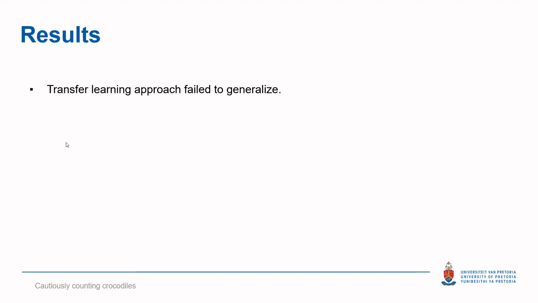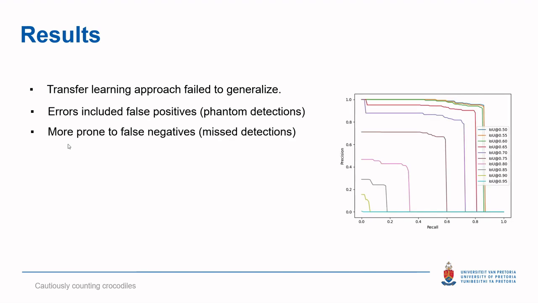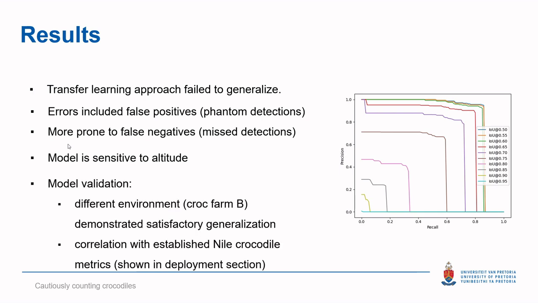As was discussed in the previous slides, the transfer learning approach failed to generalize. While our model is not perfect, it does perform fairly well. It does produce false positives, which are phantom detections, and it also does produce false negatives, which are misdetections. As we can see from the graph on the right, our model does seem to be slightly more prone to false negatives than false positives. We also found that our model is sensitive to altitude, and as previously discussed, the model was validated on a different environment, Croc Farm B, before the training data was enriched, as well as with correlations with established Nile crocodile metrics, as will be shown in the following slides.